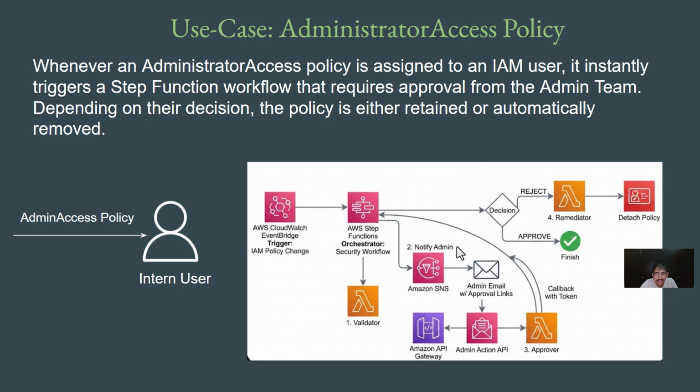Now at this stage, depending upon the decision, because in the email you will have the approve or the reject option: if it is approved, then the step function workflow will finish, nothing will happen, and the user will retain the admin access policy. If the decision is rejected, then there is a specific Lambda function over here. This Lambda function will connect and detach this administrator access policy from the IAM user. So this is the workflow. Let's go ahead and look into it from a demo perspective. This will give us better clarity.